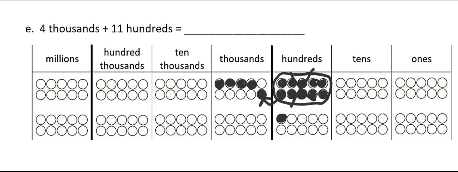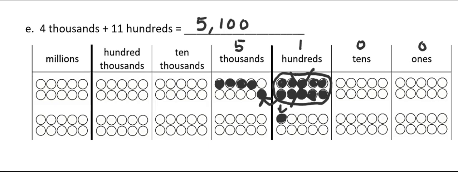Now, to write my final number, it might help to write the digits in each place value so I know that I'm not forgetting something. So in my thousands place, I have 5 thousands. In my hundreds place, I still have that 100. And then obviously I don't have any tens or ones. So 4,000s plus 1,100s equals 5,100.